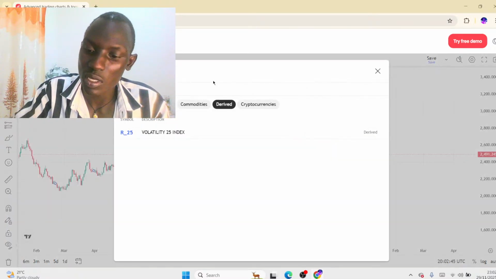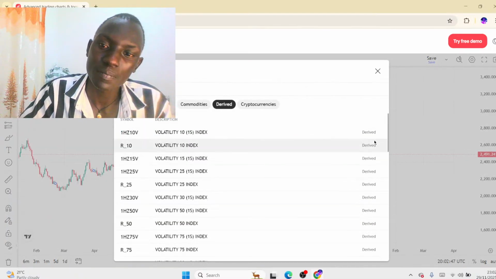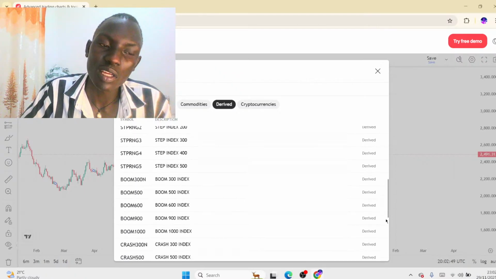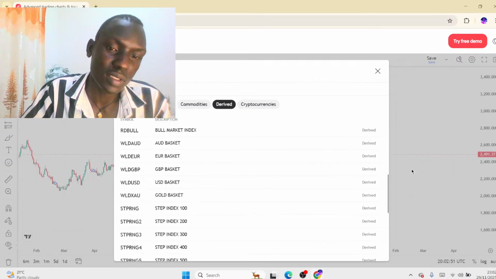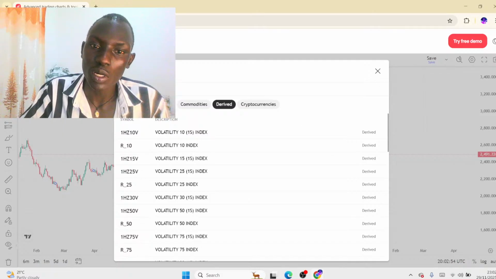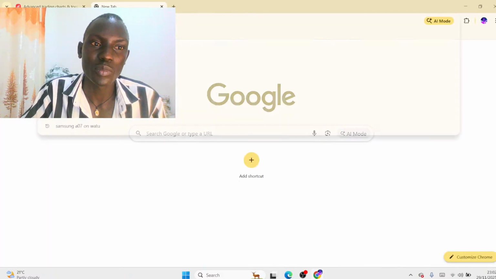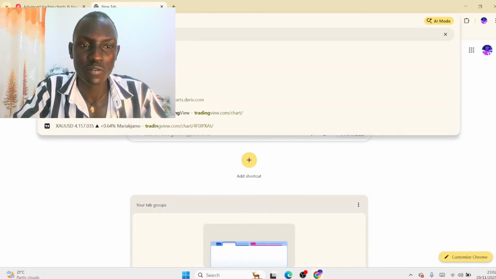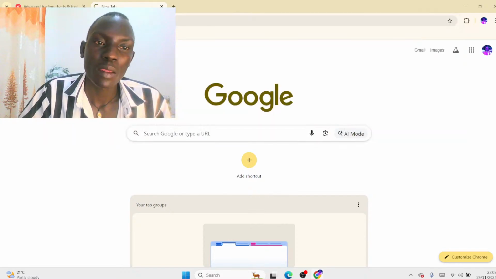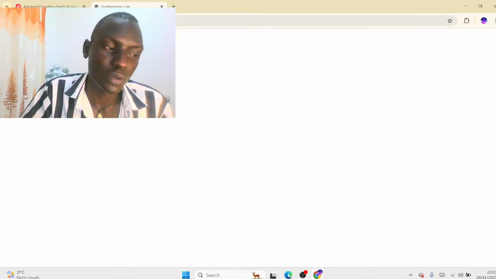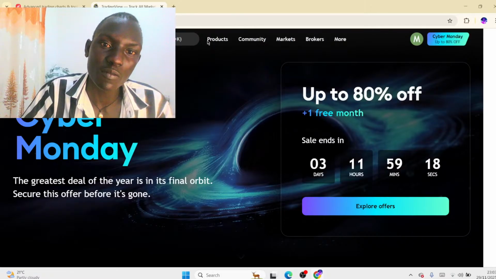These are the pairs that we have here on synthetics indices, whereas on forex, we have this. Let me just show you guys. There is TradingView. In TradingView, let me show you this, and this is forex.